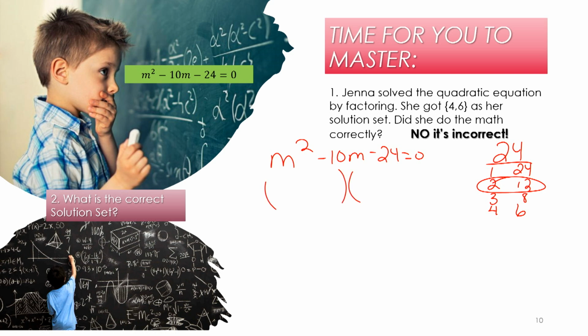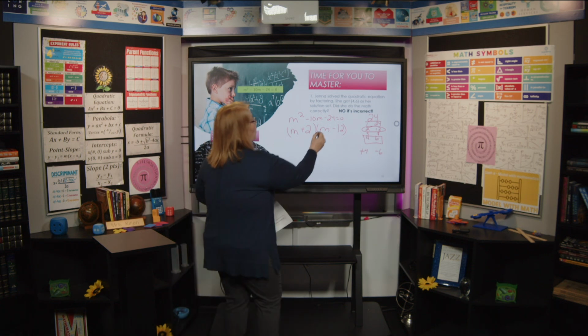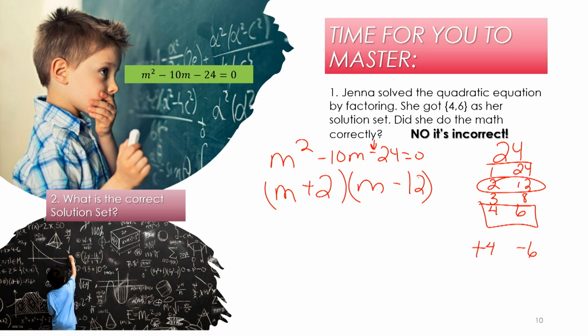So let's see. I've got m and m, plus and minus, positive 2 minus 12. Now, if you had used this one, and you had a positive 4 minus 6, you wouldn't have got that negative 10. So that's why it's very, very crucial that we look to see what this second operation is wanting us to do to get that middle term. That's why we've got to make sure we're paying attention.